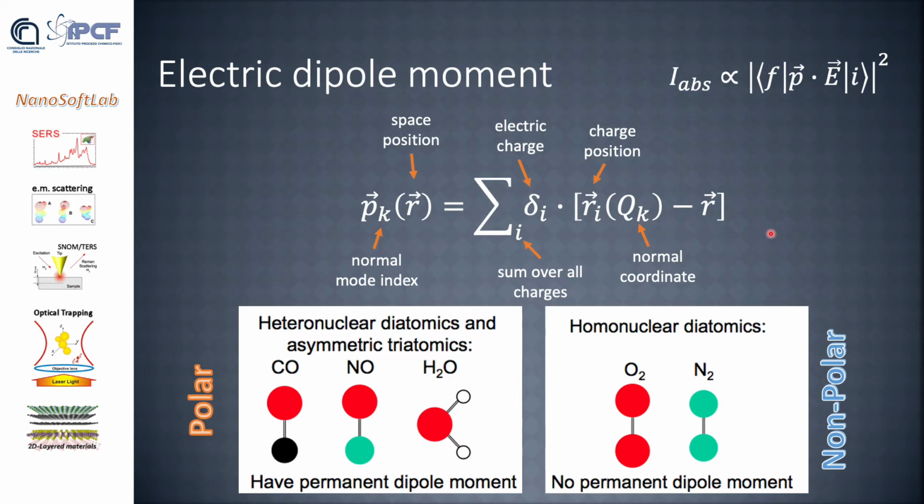It is important to note that homonuclear diatomic molecules are typically non-polar because they are symmetric, so there is no net dipole moment. While heteronuclear diatomics or asymmetric triatomic or polyatomic molecules typically have a permanent dipole moment, and this allows these molecules to couple more easily to the electric field.